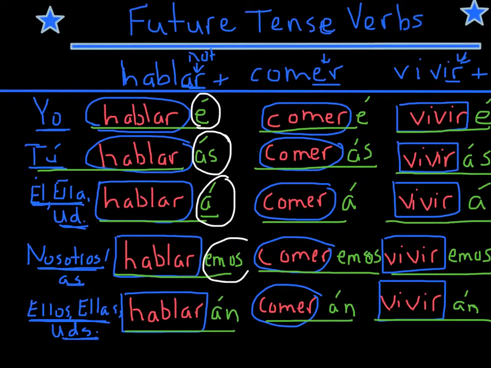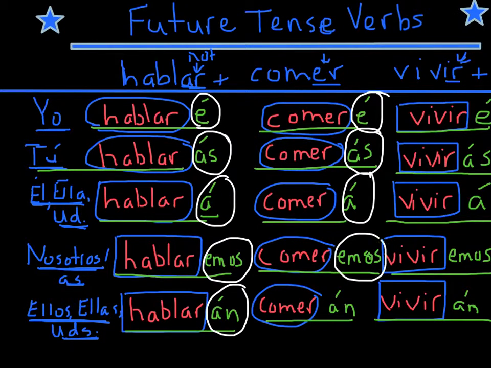And the other thing that's important to remember is that it doesn't matter whether it ends in AR, ER, or IR, the endings for all of the forms are exactly the same. And lastly, the other important thing to remember is that the endings all have accents except for the nosotros form. So those are a couple of tricks to try to make the future tense a bit easier for you.